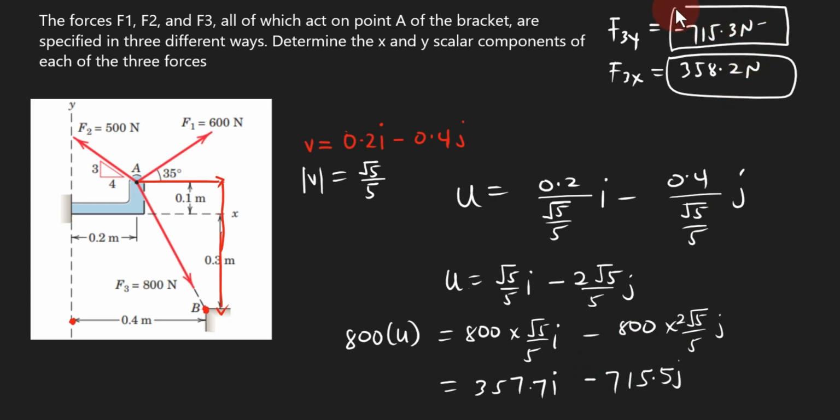So if you don't want to use the method we used first to find the component of F3, you can use this method also. But you have to be careful of how you round the numbers, because when I used the 0.45, the answers were very far from what we got.